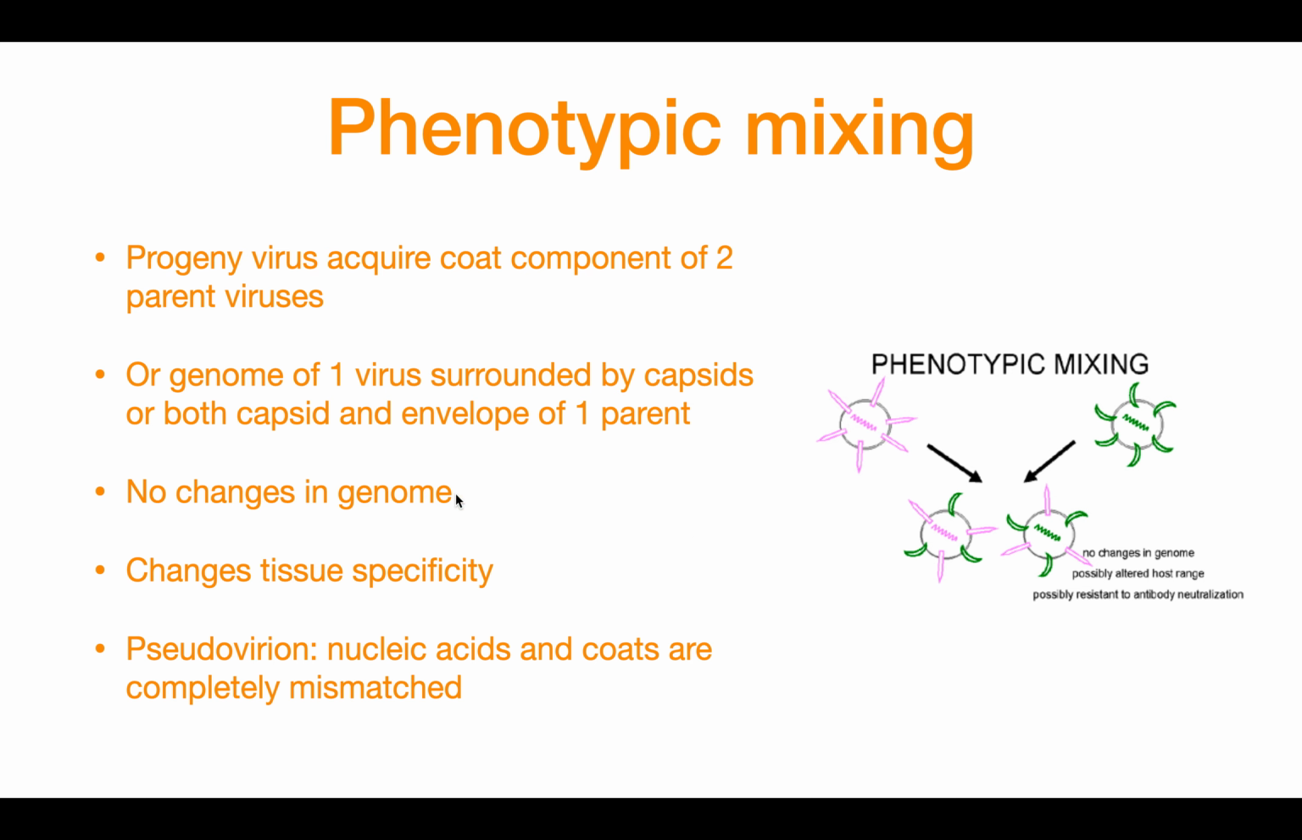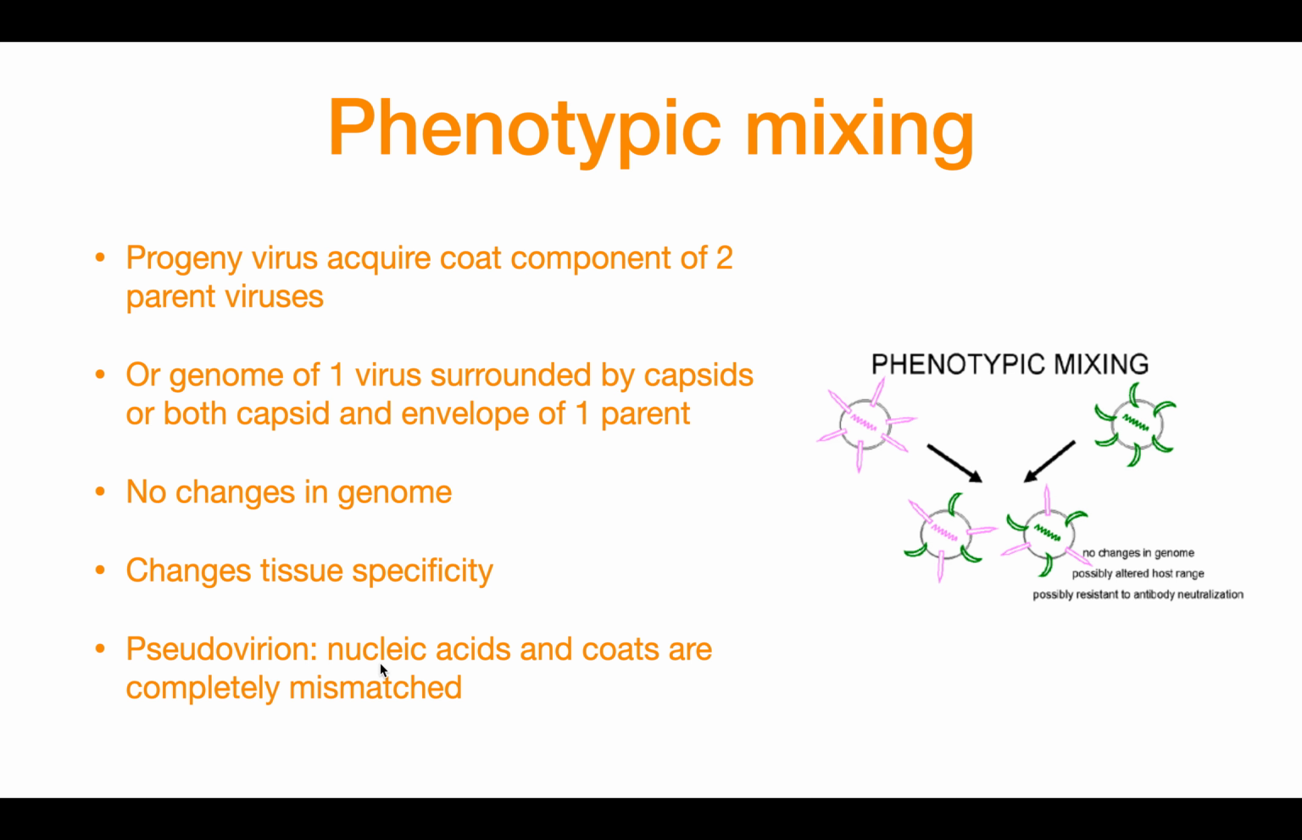So there's no change in the genome. There is no recombination because this is purely an outer manifestation. So this is going to change the tissue specificity. So maybe A was for muscle, B was for mucosa. So this heightens the chances of the virion entering the bloodstream and infecting.